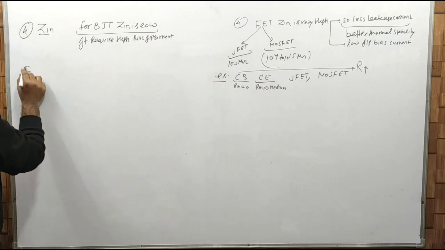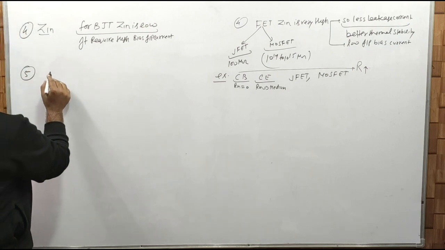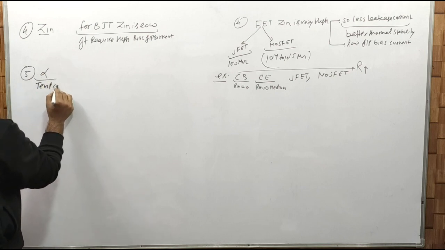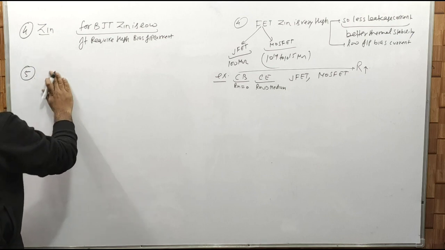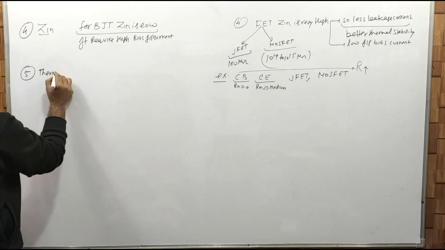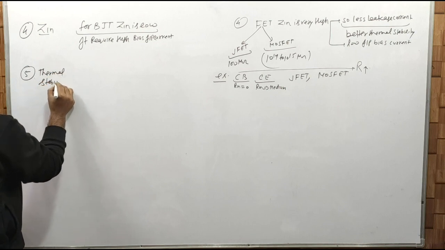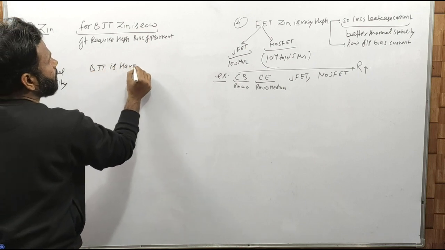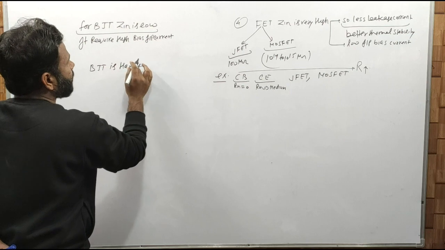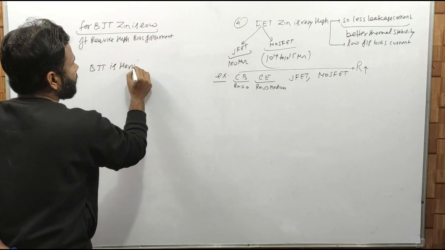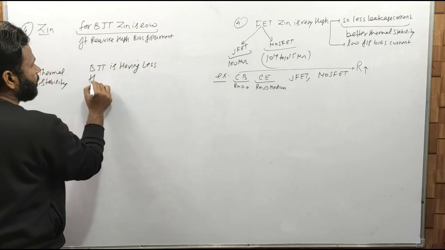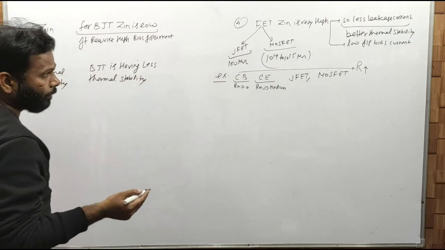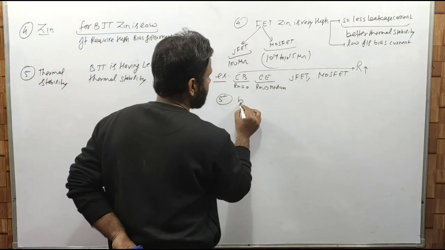Now fifth point समझते हैं. Fifth point, alpha, the temperature coefficient. या इसको हम बात करते हैं थर्मल स्टेबिलिटी कैसी है. So BJT is having less thermal stability. But your field effect transistor has better thermal stability.